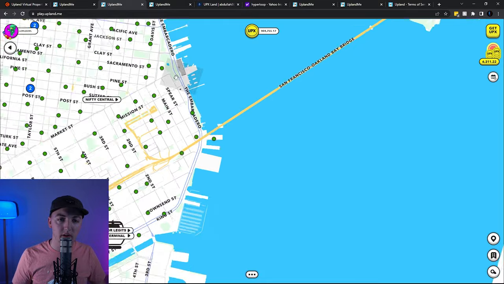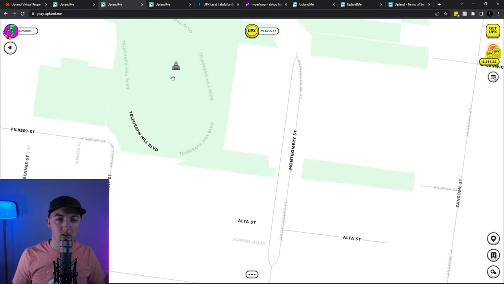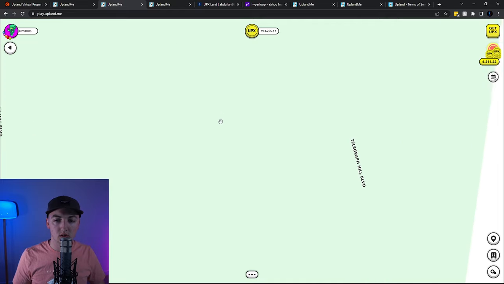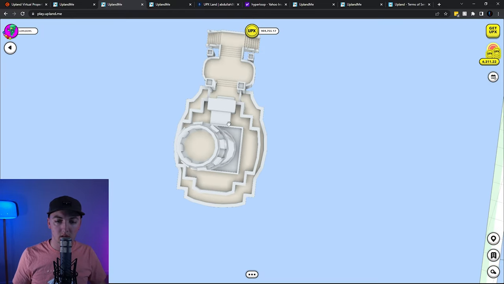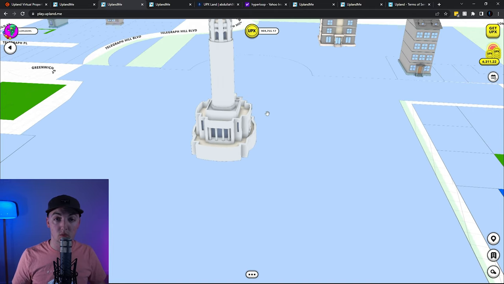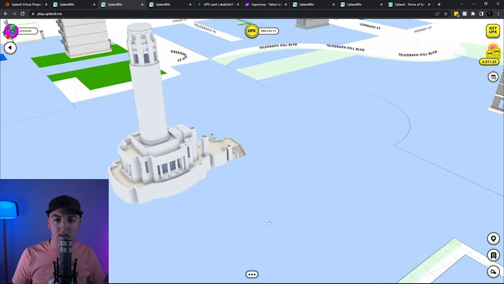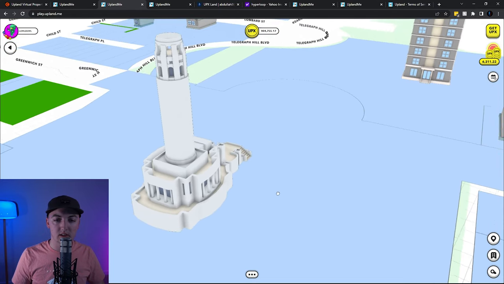There is also, in San Francisco, Coit Tower. This one's pretty cool. Coit Tower is one of my favorite places I've visited in the real world, and it's cool that you could own this property in the digital world. You can own that NFT.